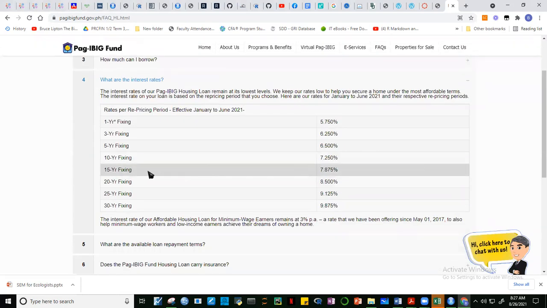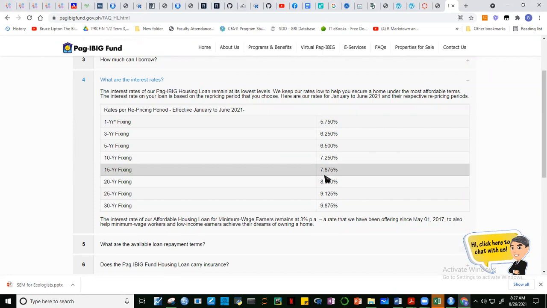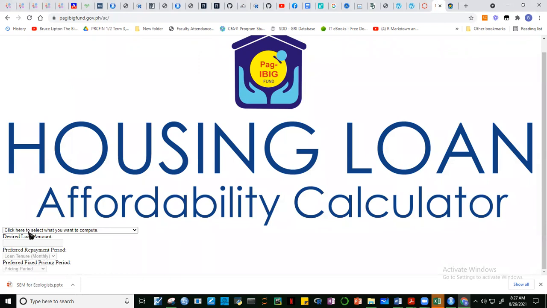So for this activity, we're going to use a 15-year, no? 15-year interest rate, 7.875. Okay, 7.875, and that can be seen here also. So dito naman sa site na to, Affordability Calculator. Okay, so let's click this. Let's choose this. How much can you borrow based on the value of the property? Okay, so sa problem natin, we will assume that we want to loan for a property that's worth 5 million. No?